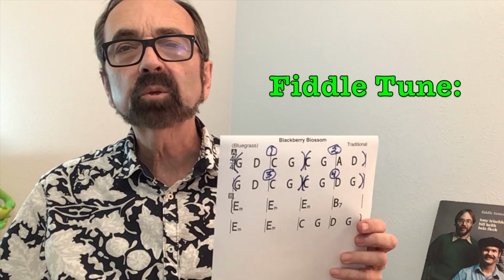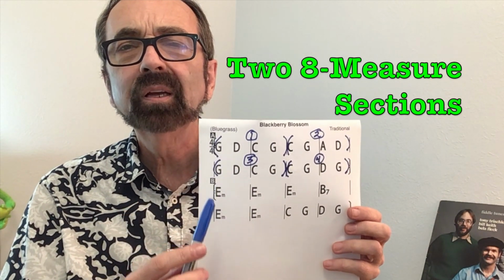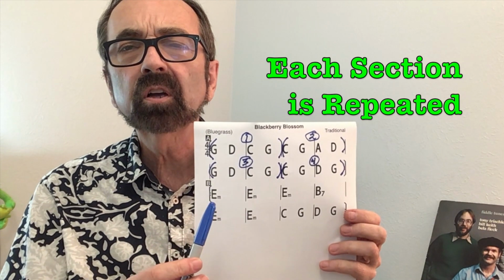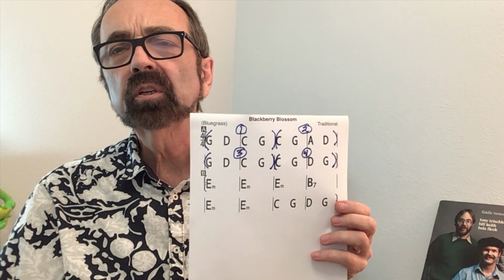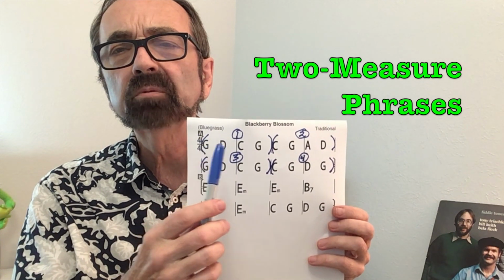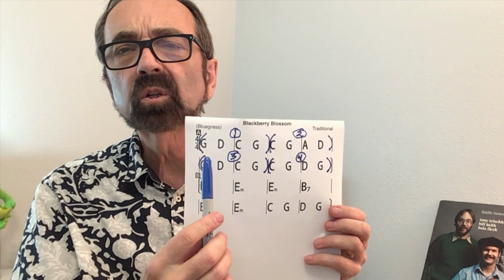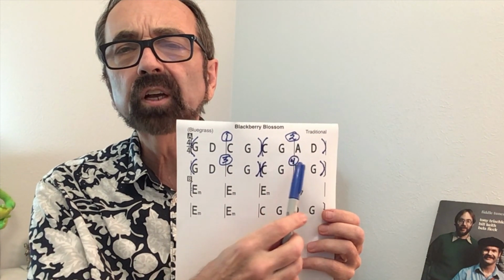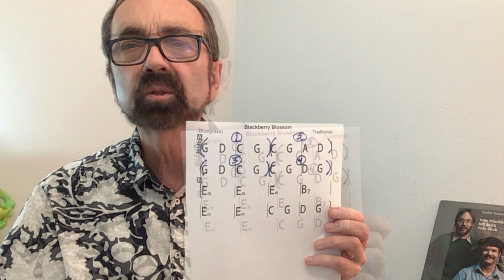So Blackberry Blossom is a fiddle tune. It has two sections, a part A, a part B. Each is 8 measures long, and each gets repeated. Fiddle tunes, their phrases tend to break into groups of 2 measures, and that's the case of Blackberry Blossom. So learning the technique on how to change out licks in this fiddle tune will serve you well when you try to do it with other tunes.